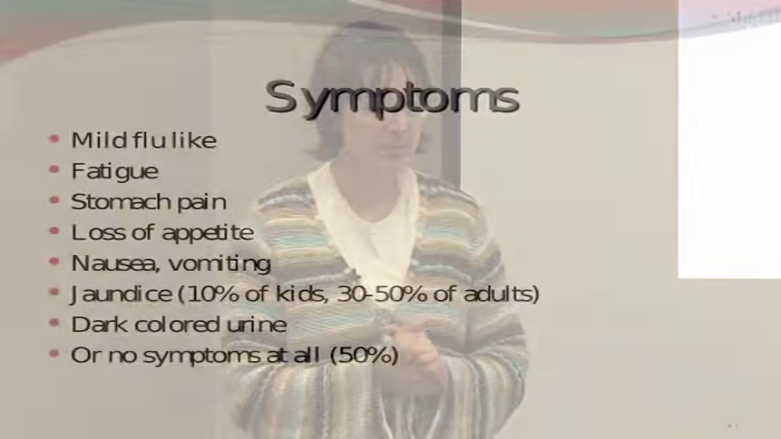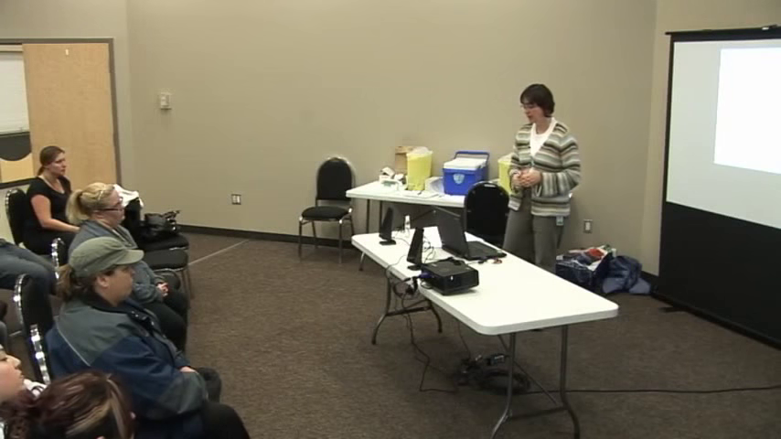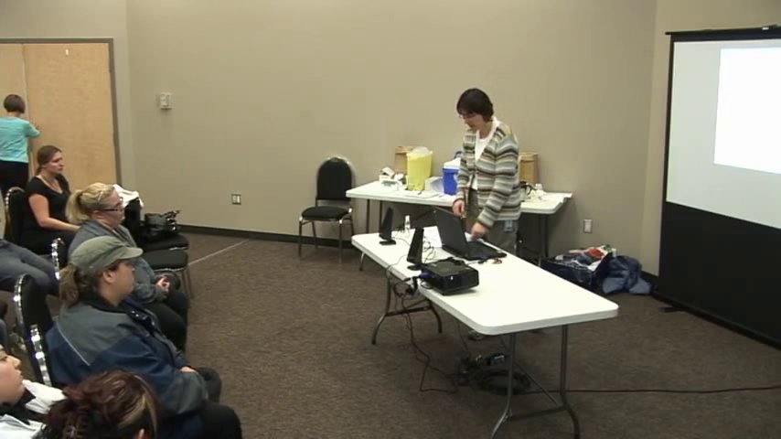So again, the symptoms, they can be very mild, just some flu-like symptoms. People think, oh, I've just got the flu, okay? They can be tired, they can get some stomach pain, loss of appetite. There can be some nausea and vomiting, okay? About 10% of kids and anywhere from 30 to 50% of adults will get that jaundice, that yellowing of the skin. Again, you can have some dark colored urine, and 50% will have no symptoms whatsoever, okay? Even though they don't have symptoms though, they are spreading it, okay?